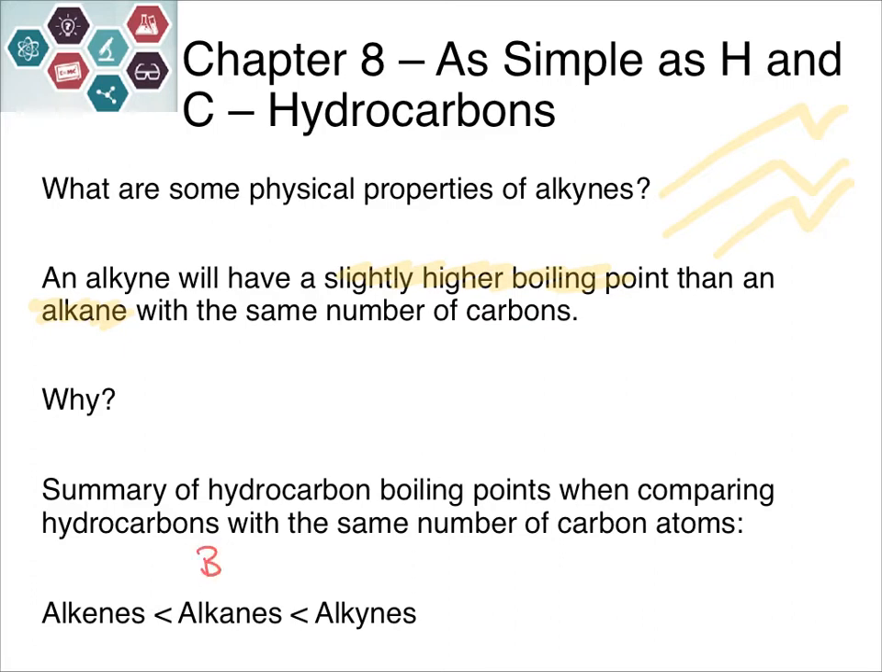So down here at the bottom, we have our ranking. Alkynes are the highest. Alkanes are in the middle, and alkenes will be the lowest. And remember, if we have cis and trans to compare, cis is lower than trans.